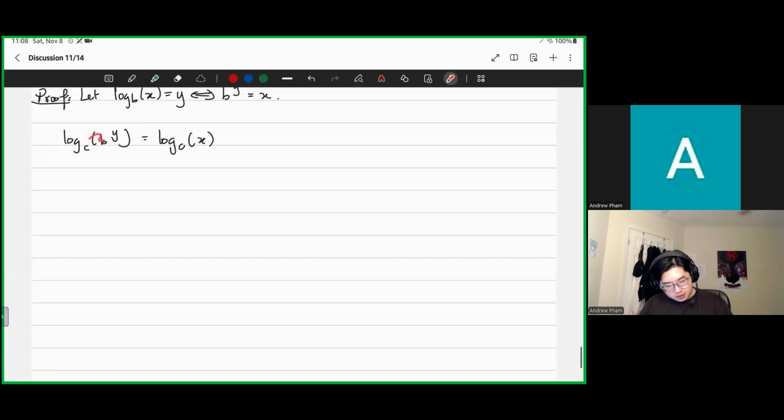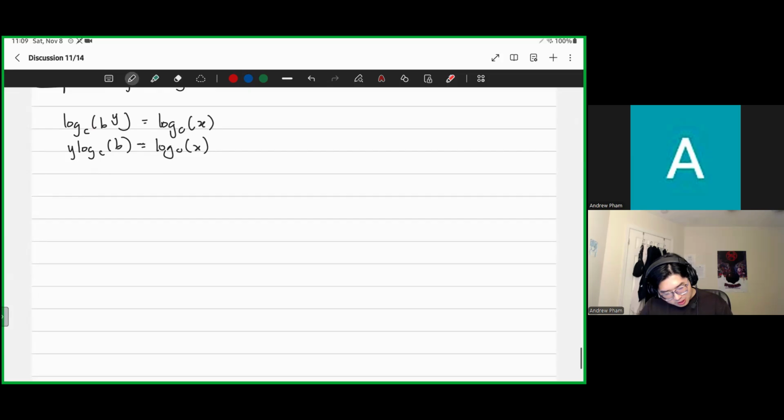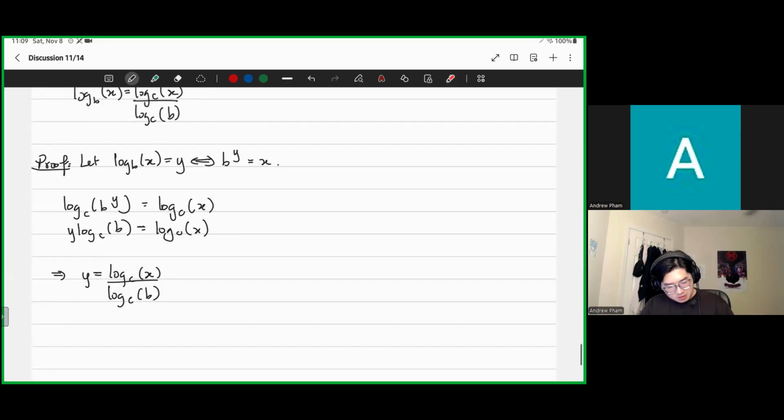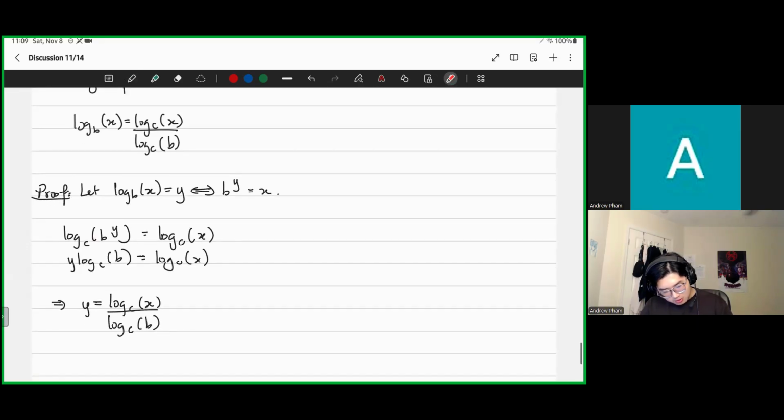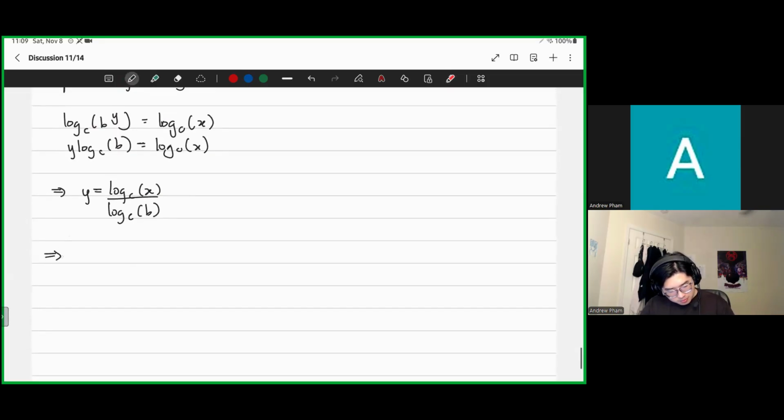On the left-hand side, notice that I have b to the y. Since I already proved the power rule, I can put this to the front. I get y times log base c of b is equal to log base c of x. So if I divide both sides by log base c of b, I get y is equal to log base c of x over log base c of b. But y is nothing but log base b of x. As so.